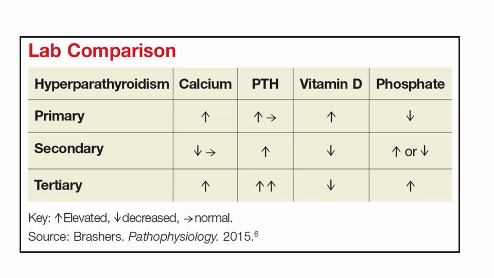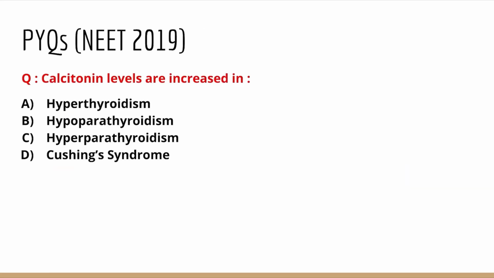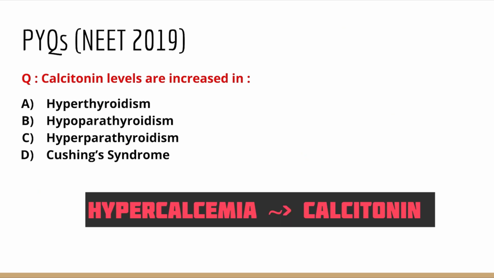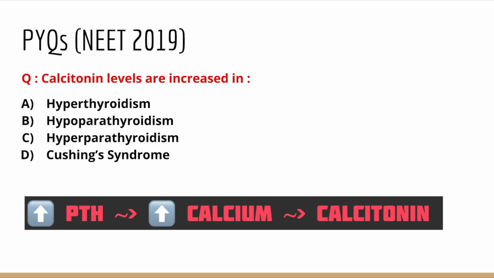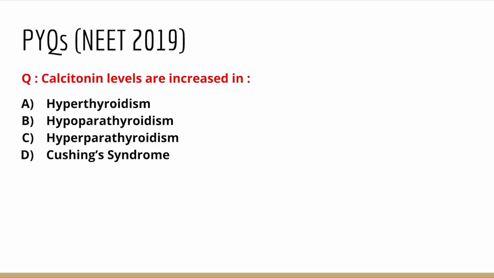So let us go back to the question which came. The question which came was: calcitonin levels are increased in hyperthyroidism, hypoparathyroidism, hyperparathyroidism, Cushing syndrome. So as we discussed, calcitonin levels are increased in hypercalcemia, and hypercalcemia is seen in hyperparathyroidism where PTH levels are high, which leads to hypercalcemia. So definitely calcitonin levels are more likely to be seen in hyperparathyroidism. It has no relation with hyperthyroidism and Cushing syndrome. So the best answer here is hyperparathyroidism.